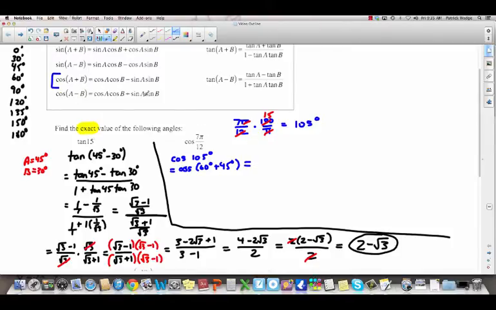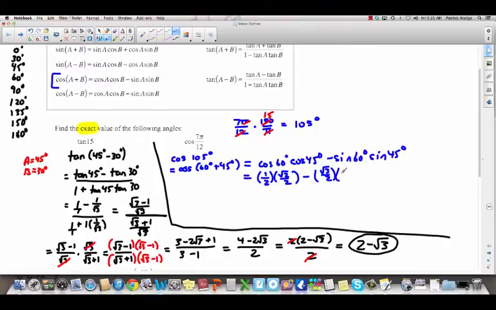Alright, so that equals cosine of A is 60, so cosine 60 degrees, times cosine B, so cosine 45 degrees, minus sine of A, so sine 60 degrees, sine B, sine 45 degrees. Okay, now we go through it because we know all these. Cos 60, hey, it's a great one, that's 1/2. Think of your unit circle here. Cos 45, that's root 2 over 2, minus sine 60 is root 3 over 2. Sine 45 is root 2 over 2. Now we multiply. Multiply the numerators, you get root 2.